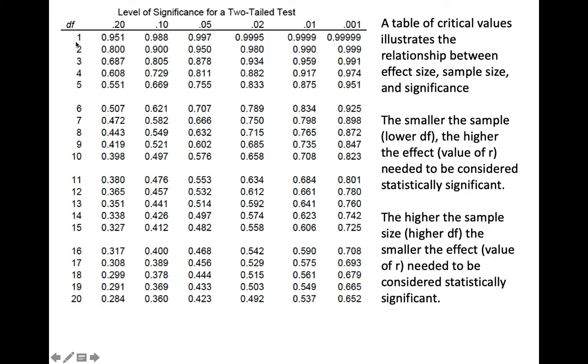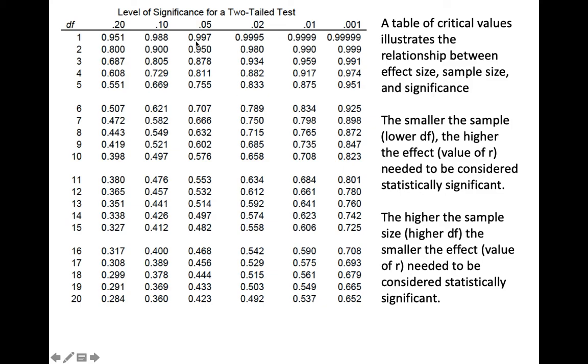So degrees of freedom 1 would be a sample size of 3, degrees of freedom 2, sample size of 4, etc. So you can see here that the lower the degrees of freedom, the lower the sample size. The higher the degrees of freedom, the higher the sample size. So we can see that the smaller the sample size, so lower degrees of freedom, the higher the effect needs to be. So we need larger correlations in order to be considered statistically significant.